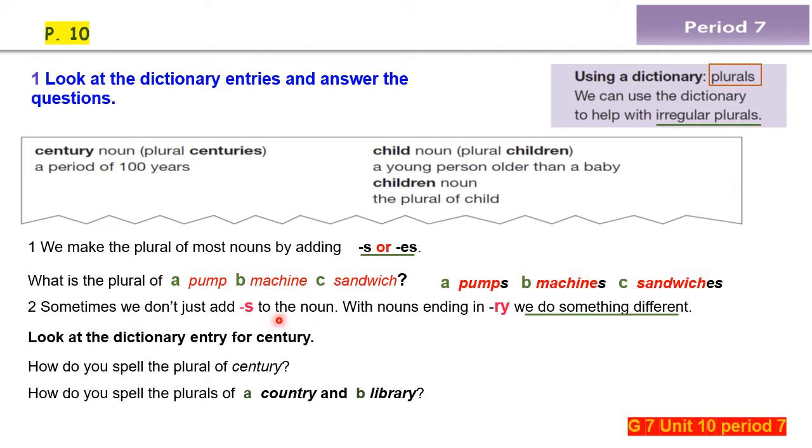Sometimes we don't just add s to the noun. With nouns ending with y, we do something different. Look at the dictionary entry for century. Century became centuries. The y changed to i, then we added es. How do you spell the plural of century? Centuries. How do you spell the plural of country and library? The same. We change the y to i, then we add es. Country becomes countries and library becomes libraries.